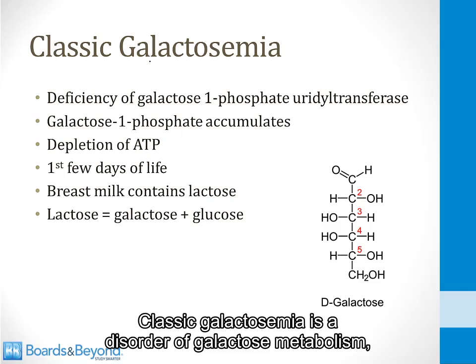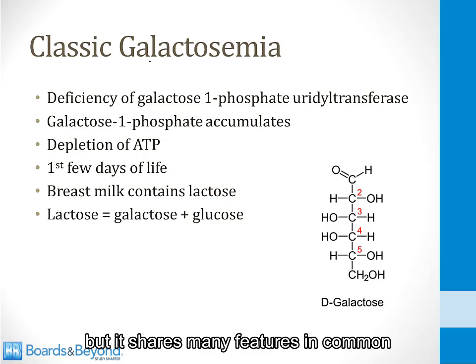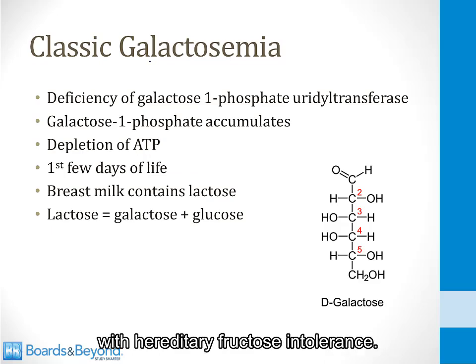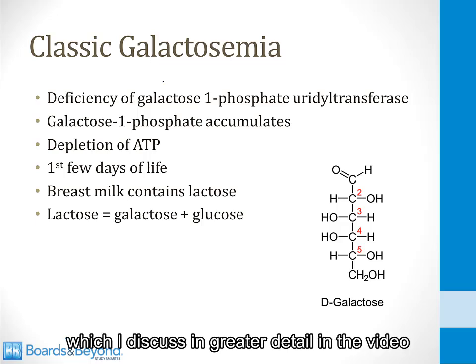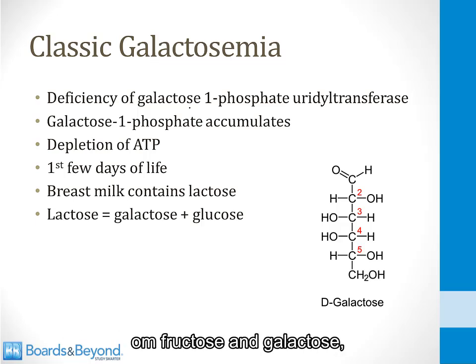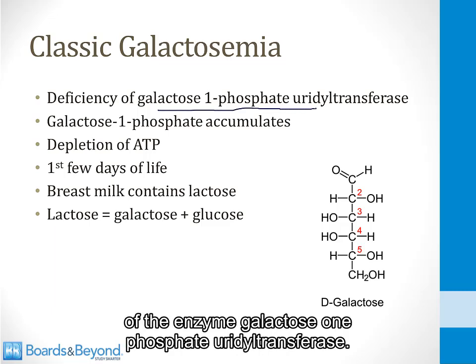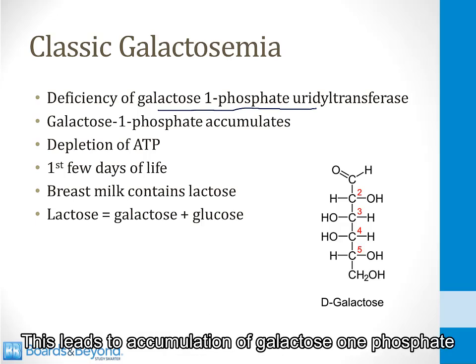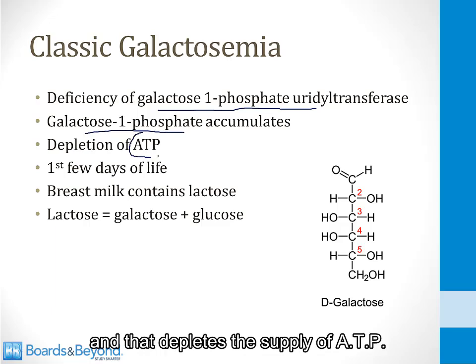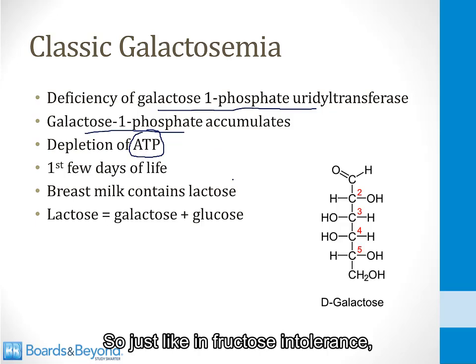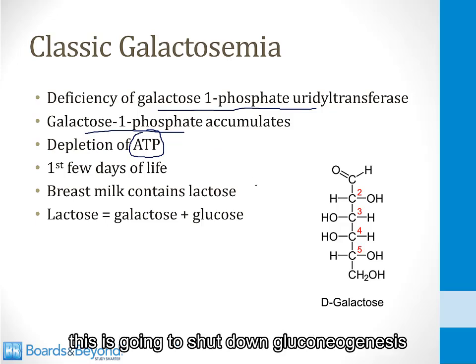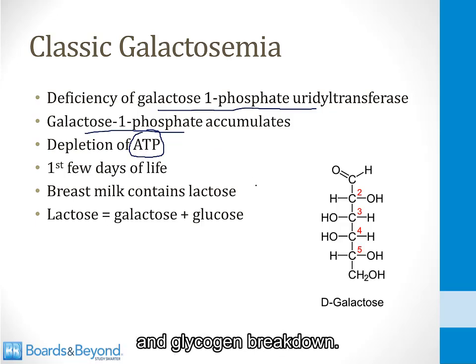Classic galactosemia is a disorder of galactose metabolism, but it shares many features in common with hereditary fructose intolerance. Classic galactosemia, which I discuss in greater detail in the video on fructose and galactose, is caused by a deficiency of the enzyme galactose-1-phosphate uridyl transferase. This leads to accumulation of galactose-1-phosphate in liver cells, and that depletes the supply of ATP. So just like in fructose intolerance, this is going to shut down gluconeogenesis and glycogen breakdown.